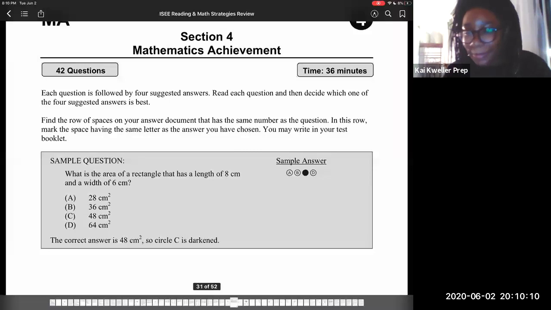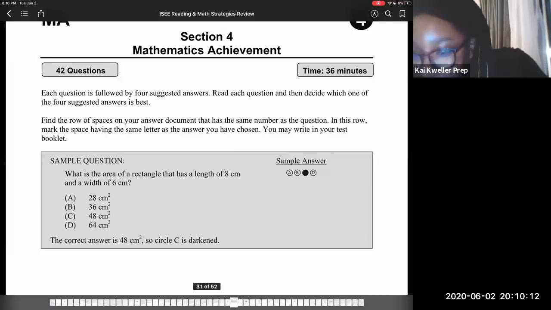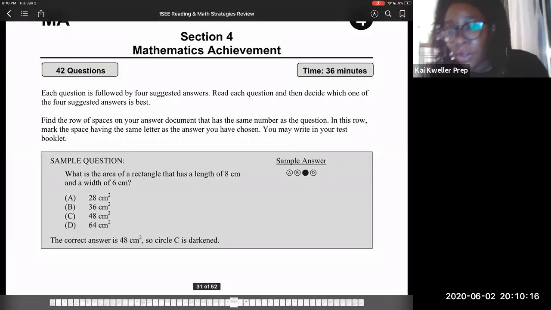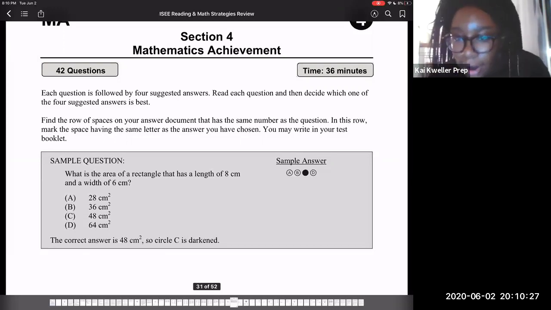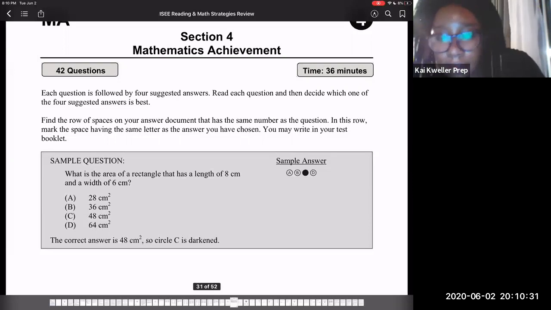What is the difference between the ISEE and the SSAT? The ISEE is for private schools and the SSAT is largely taken for boarding schools, which are also private. And we will talk about how it's graded afterward. But I think maybe we could get started with the math? Does that sound good to you, Francis?